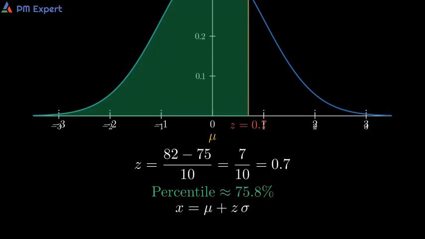Now, let us reverse the process. If you are given a percentile, you can find the corresponding z value, and then the raw score using x equals mu plus z times sigma. This is the key bridge between z-space and raw scores.